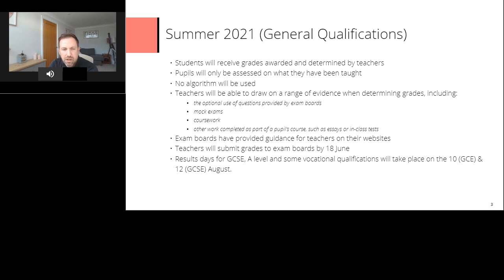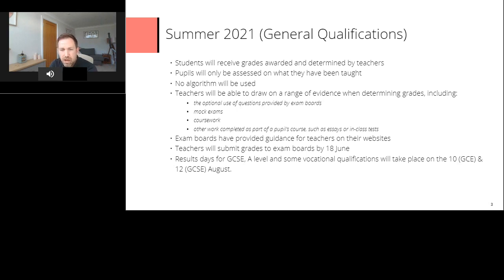We have provided, along with a lot of the JCQ guidance, our own support and guidance for teachers, and all of that information can be found on our website. A really key date, and we'll go into a bit more detail around some of the timelines and key dates in a moment, but the really key date at the moment is the 18th of June, and that's when we will be asking all teachers and centres to have submitted their grades to the awarding organisations for this year.